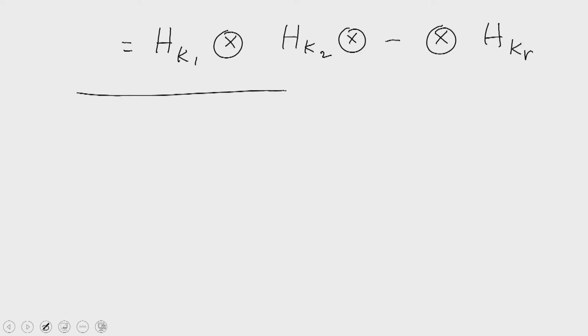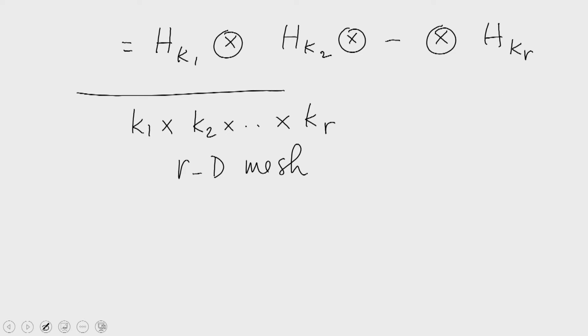Now, let us say we are given a mesh of this sort, an r-dimensional mesh with ki as the dimensionality along the ith dimension. This can be expressed as a cross product of La of k1, La of k2, etc.